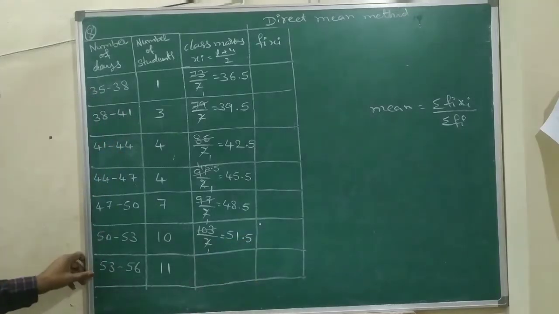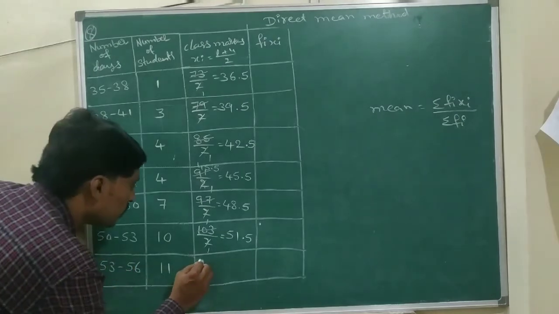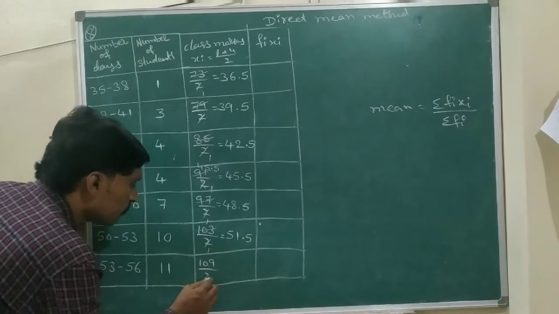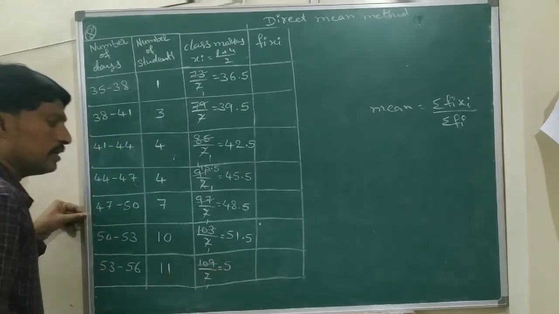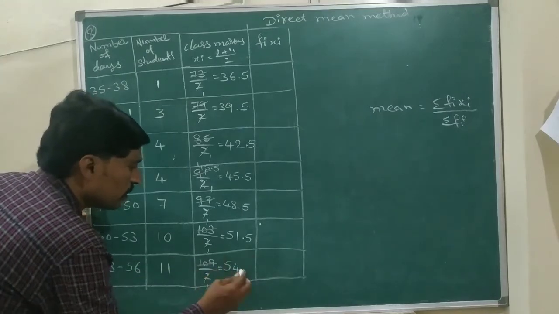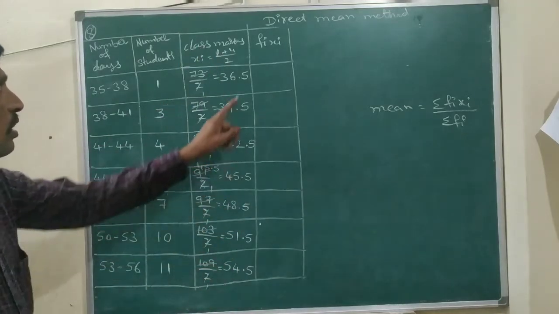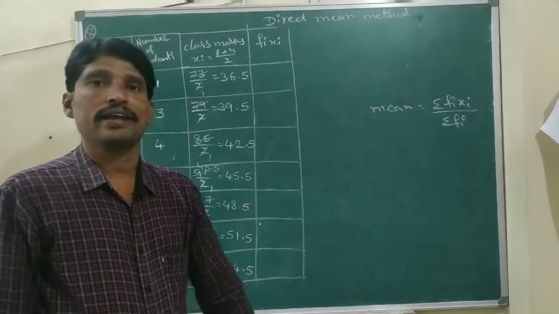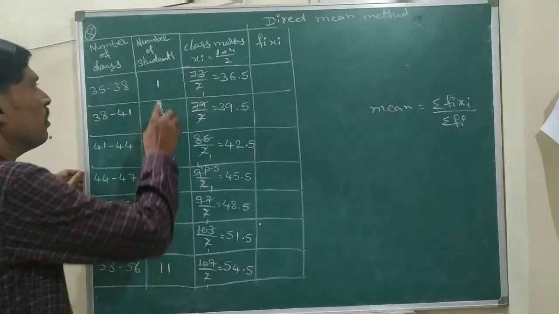So 51.5. Last class interval, 53 to 56. 53 plus 56 is 109 by 2. 2 1s are 2, 2 5s are 10, and here 9, 2 4s are 8, 1 remained, 2 5s are 10. So 54.5. Now we got the class marks. Now we need to find fi xi. Fi means frequencies, xi means class marks.